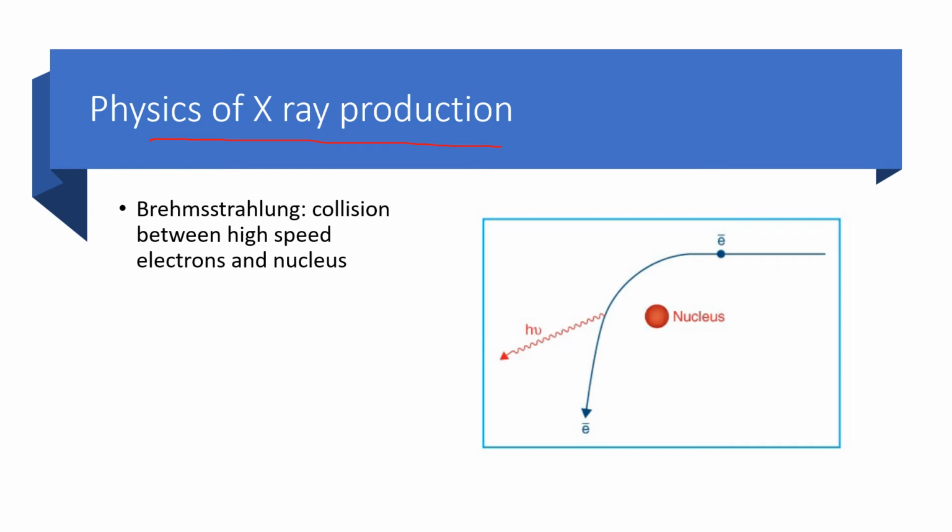Coming to Bremsstrahlung, the definition of Bremsstrahlung is a sort of collision between a high speed electron and the nucleus. Two players are involved here, the electron and the nucleus. What happens is that the electron, as it passes near the nucleus, is deflected from its path due to the charge. As a result the energy is radiated. This X-ray which is radiated is called Bremsstrahlung.